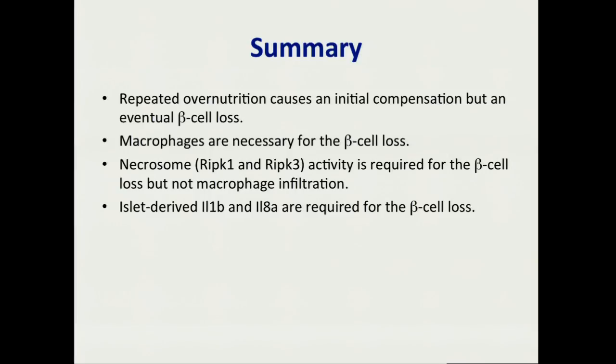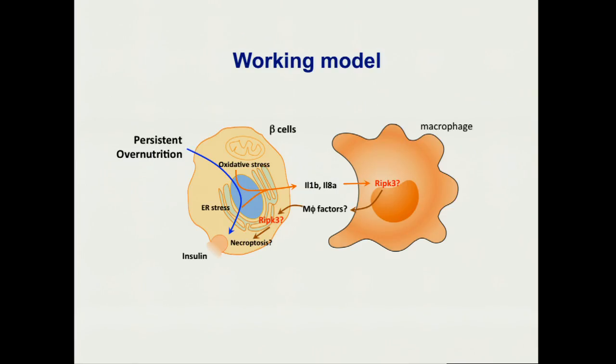So in summary, my time seems to be up. This is our working model. There are still quite a few questions we don't really know. First of all, we really don't have evidence to show that beta cells are dying through necroptosis. We are making marker lines for necroptosis, and hopefully we'll have an answer for that very soon. In addition, we don't know where Ripk3 is working. Is it involved in macrophage activation, or in necroptosis, or maybe in both? With that, I'll take your questions.